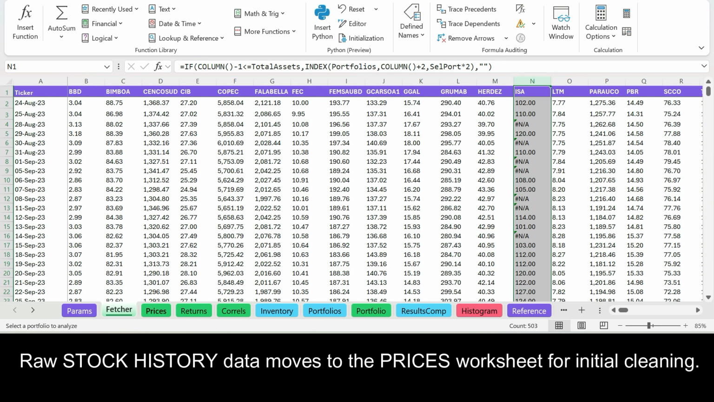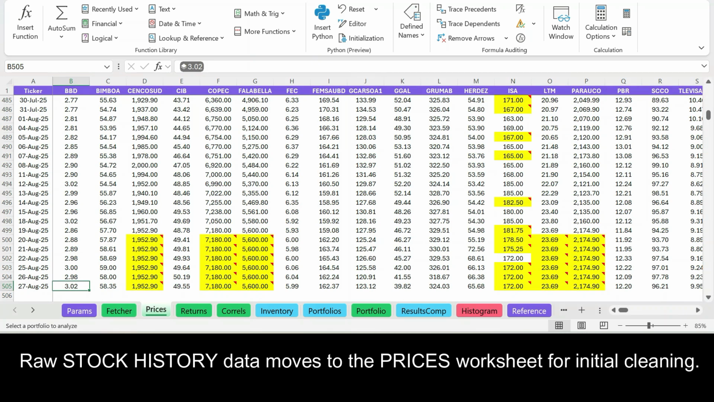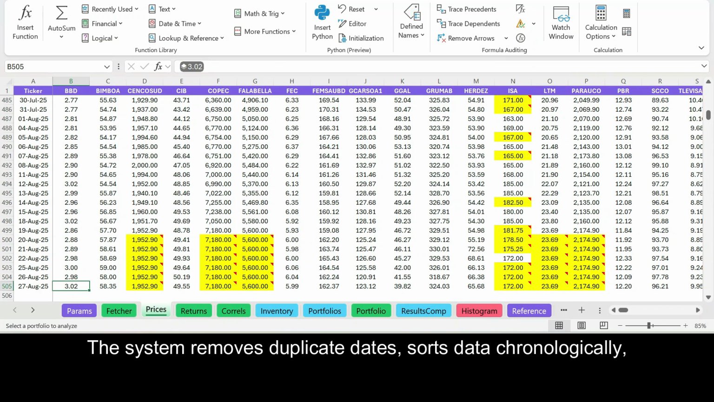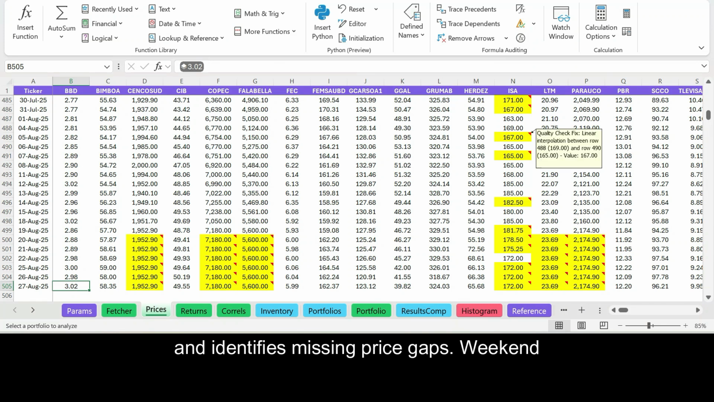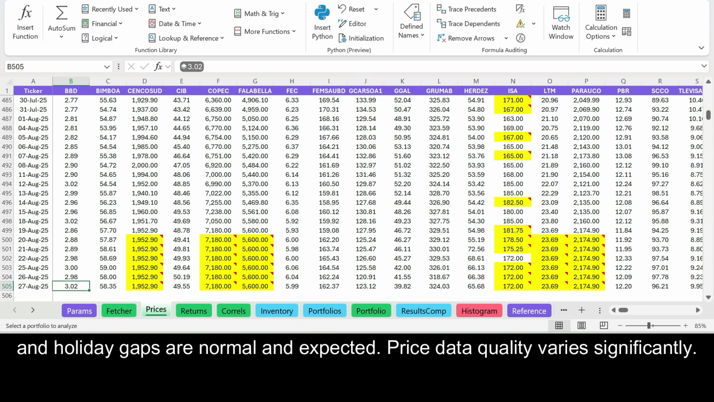Raw stock history data moves to the prices worksheet for initial cleaning. The system removes duplicate dates, sorts data chronologically, and identifies missing price gaps. Weekend and holiday gaps are normal and expected. Price data quality varies significantly.